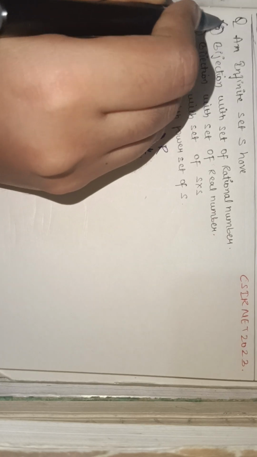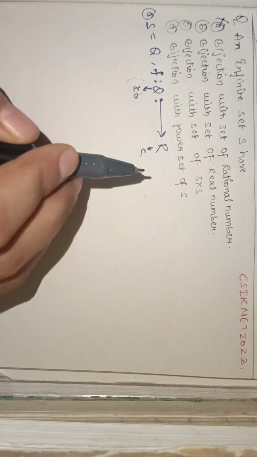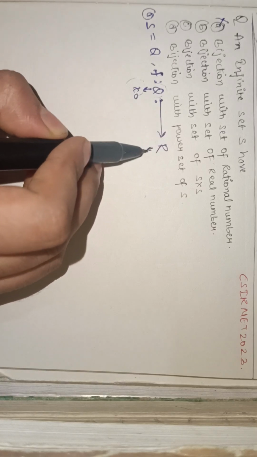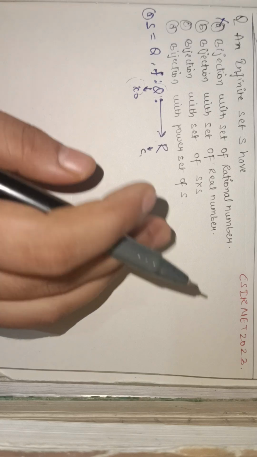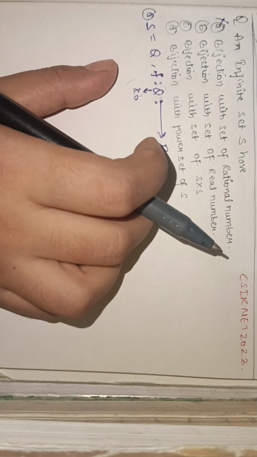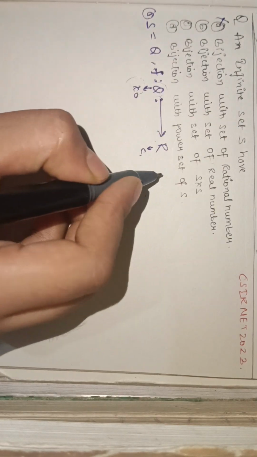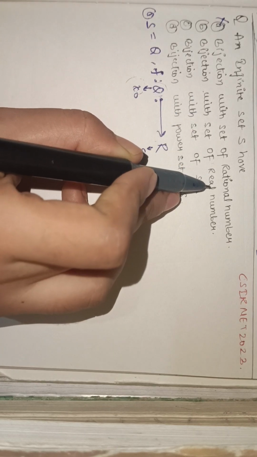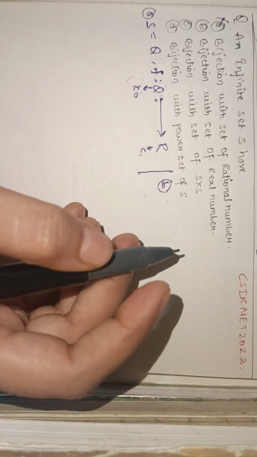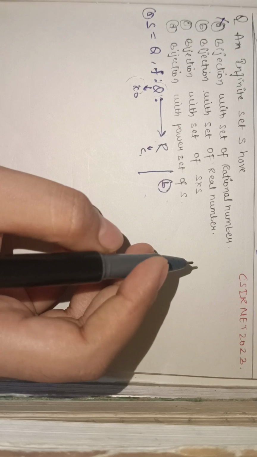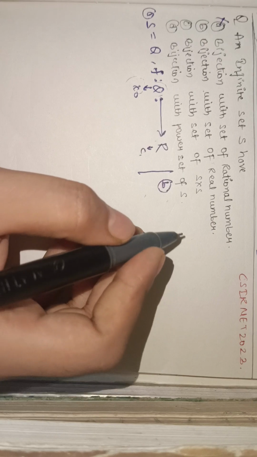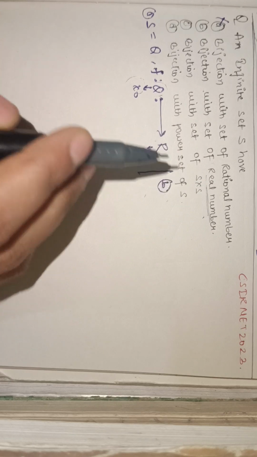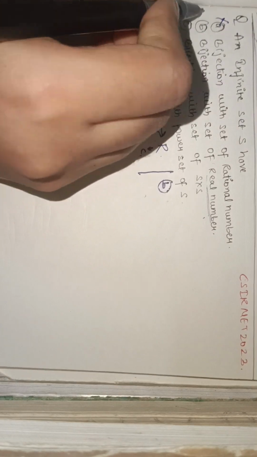So this option is incorrect because for a bijection, the cardinality of its domain and the cardinality of its codomain, that is the range, must be the same, but here they are not the same, so it is not bijective. Now we'll discuss the option about a bijection with the set of real numbers. Here also, if we take S, this is the option for real numbers.